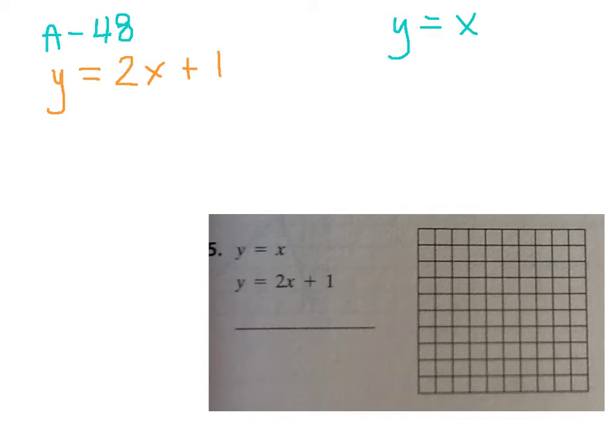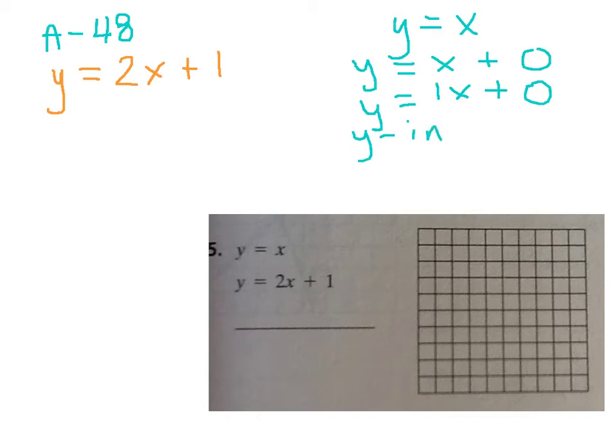So I'm going to graph y is equal to x. Once again, y is already isolated, so it is in y equals mx plus b form. So I can rewrite this equation as y is equal to x plus 0, and then I could even go so far as to say y is equal to 1x plus 0. Therefore, my y-intercept falls right out. It's 0.